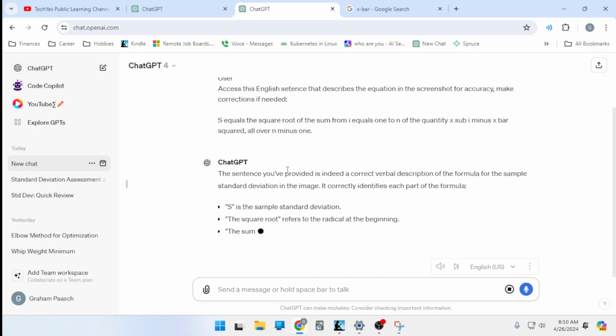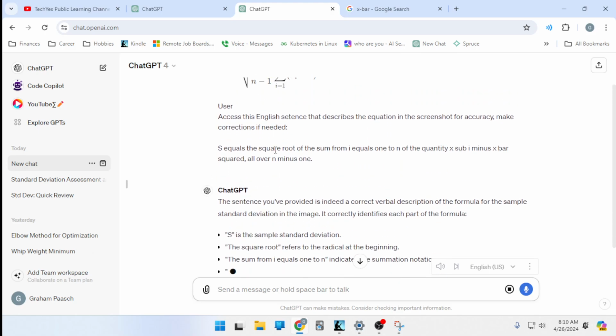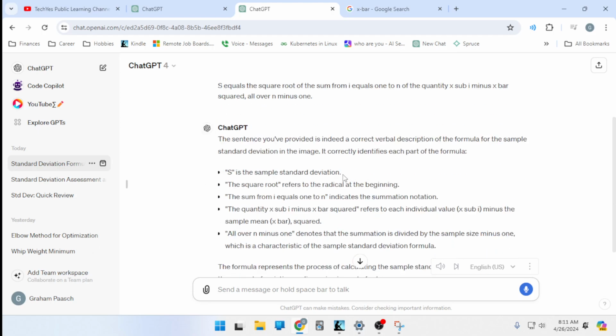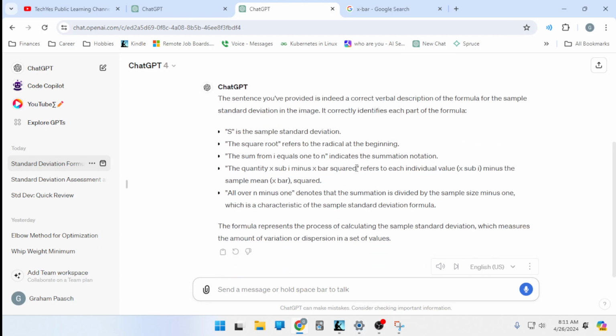The sentence you provided is indeed a correct verbal description of the formula for the sample standard deviation in the image. It correctly identifies each part of the formula. S is the sample standard deviation. The square root refers to the radical at the beginning. The sum from i equals 1 to n indicates the summation notation. The quantity x sub i minus x bar squared refers to each individual value, x sub i, minus the sample mean, x bar, squared. All over n minus 1 denotes that the summation is divided by the sample size minus 1, which is a characteristic of the sample standard deviation formula. The formula represents the process of calculating the sample standard deviation, which measures the amount of variation or dispersion in a set of values.